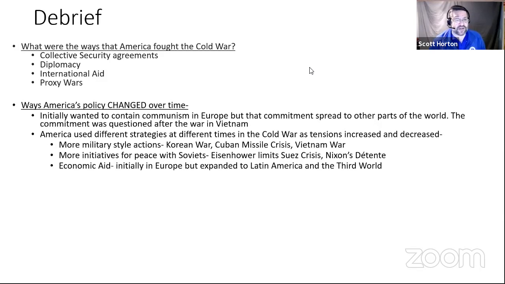America used many different strategies at different times in the Cold War as tensions went up and went down. So I think you could argue here that our policy changed in order to fit or meet the time or the amount of tension. There are actions that are more militaristic, like the Korean War, where we're actually sending troops into a battle or a fight. The Cuban Missile Crisis, which I'll cover in one of the later segments. The Vietnam War.